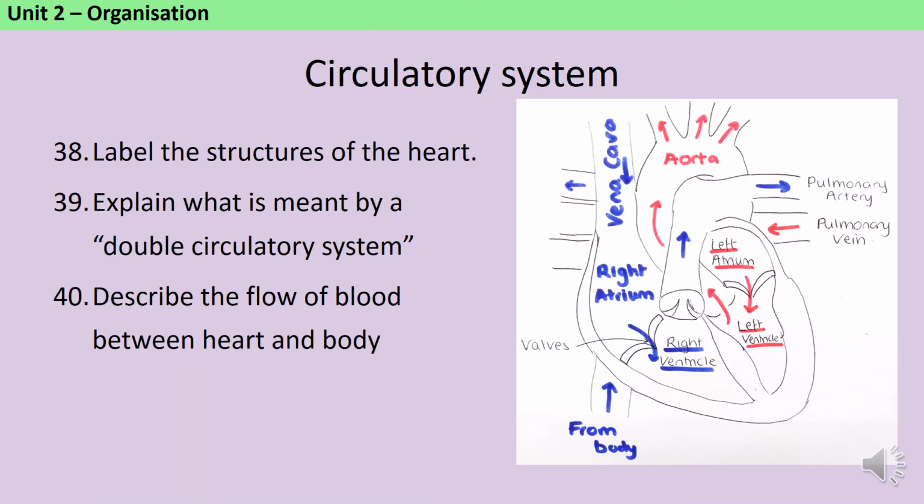On the heart, you should be able to label the right and left atria and ventricles. Remember that the heart is labelled from the point of view of the person whose heart it is, so when you're looking at a piece of paper, right and left are not necessarily where you expect them to be.